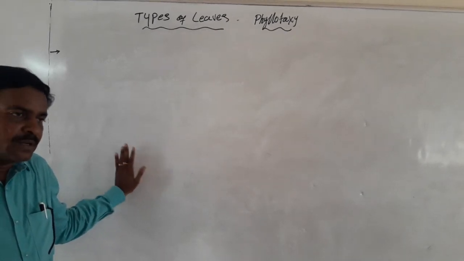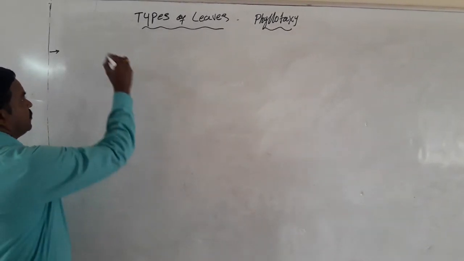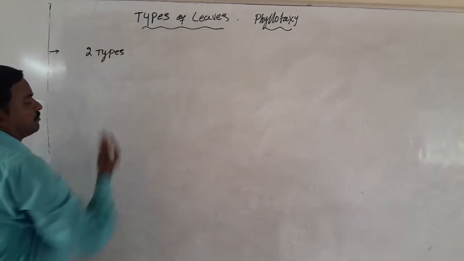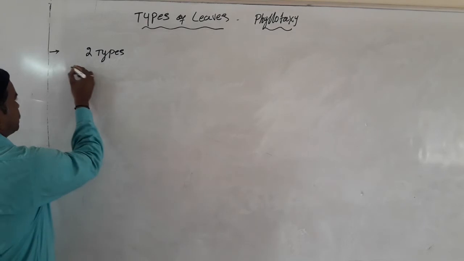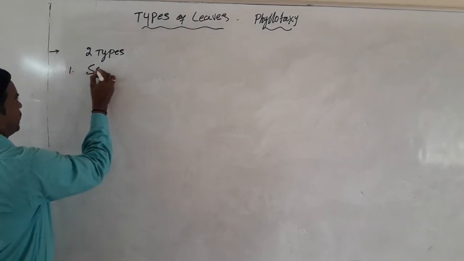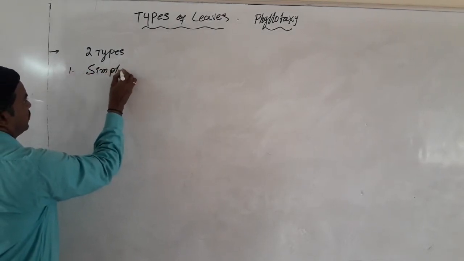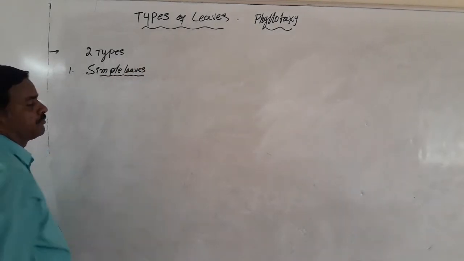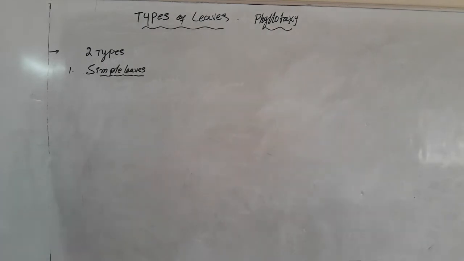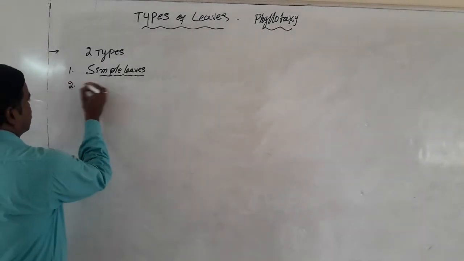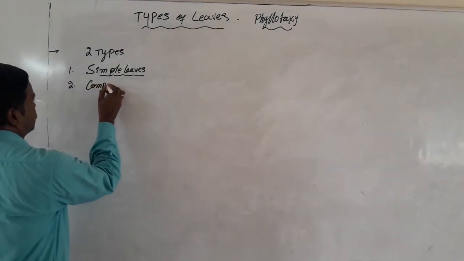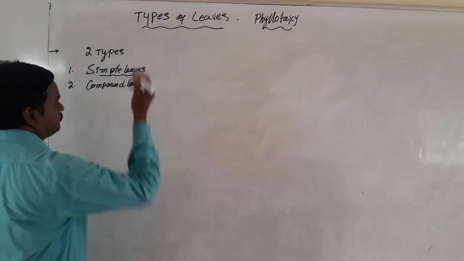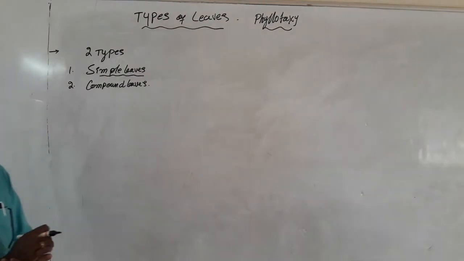leaves in angiospermic plants, there are two types. One type of leaves is called simple leaves. Simple leaves. Okay? At the same time, another type of leaves is called compound leaves. Compound leaves. Okay?